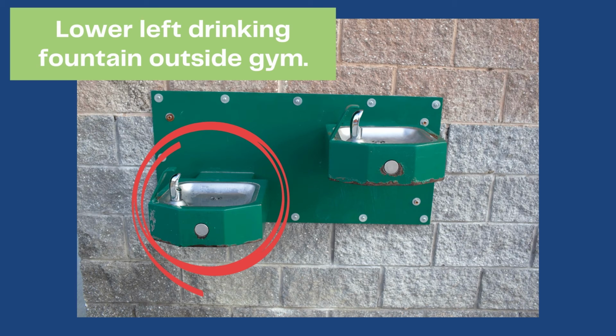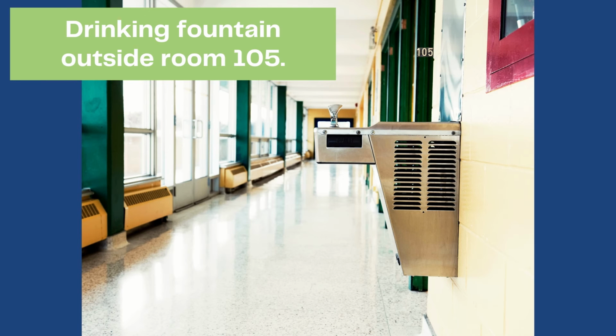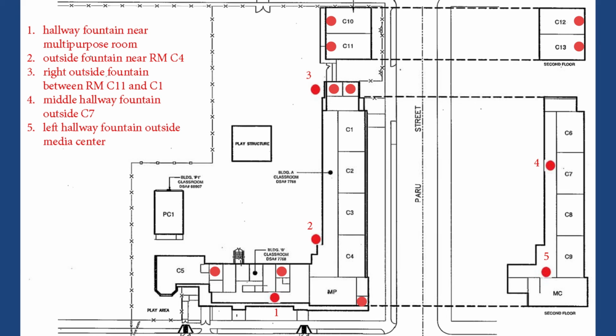A detailed description needs to be assigned for each sample location. Location descriptions should represent where at the school the fixture is located. If there are multiple fixtures in one location, it should be clear which individual fixture is being sampled. For this pair of drinking fountains, a detailed location description would be lower left drinking fountain outside gym. A good description for this sample location would be drinking fountain outside room 105. These sample descriptions should be included on your map. A detailed, completed map should look something like this.